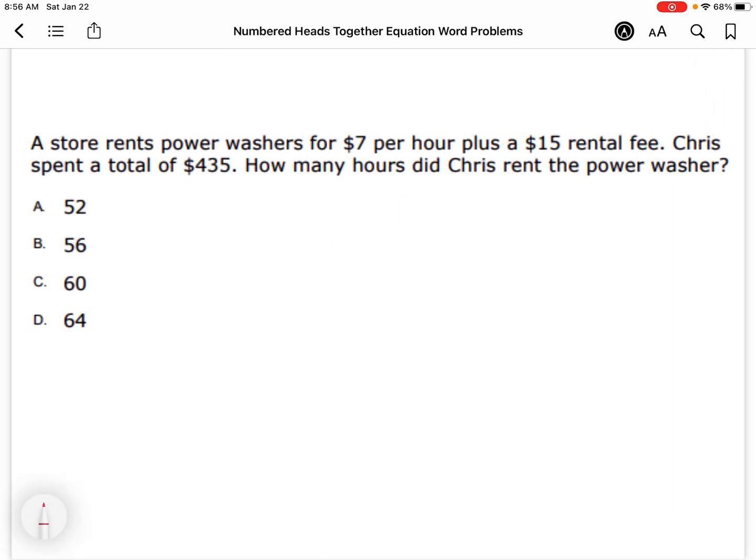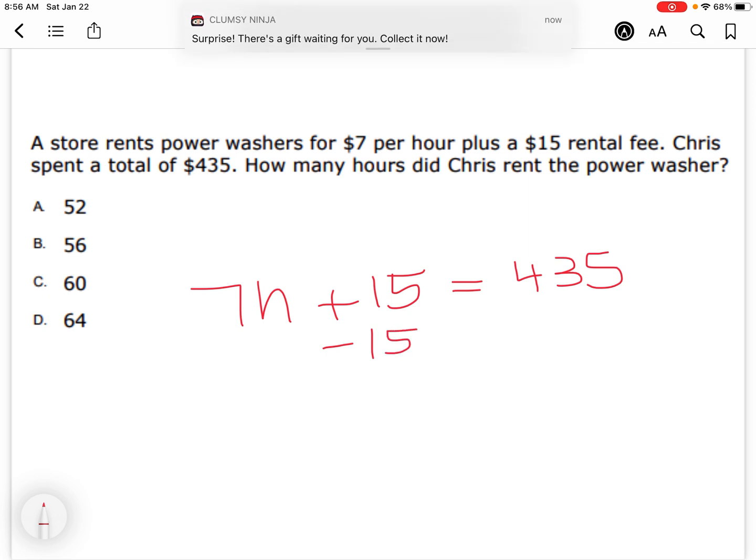So we're actually working on writing equations and then solving them. So a store rents power washers for $7 per hour plus a $15 rental fee. And that gives us a total of $435. So from there, we're going to subtract 15 on each side.